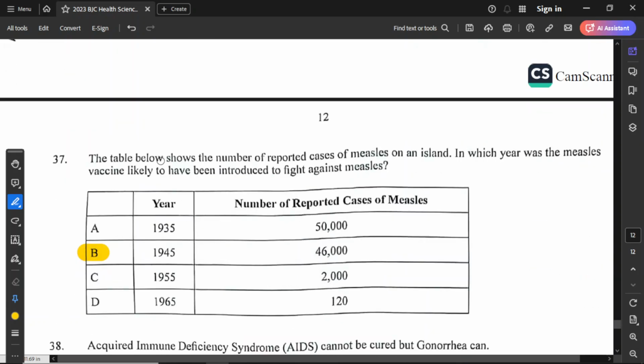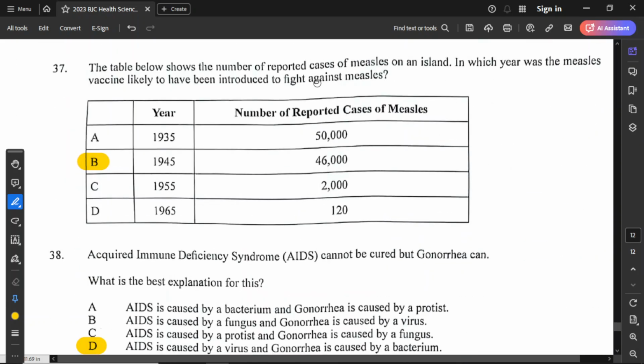All right, question number 37. It said the table below shows the number of reported cases of measles on an island. It said in which year was the measles vaccine likely to have been introduced to fight against measles? Now the thing is this: once there's a decrease, that's when it starts. So therefore, 1945 is the correct answer. That is when you see the first increase. All right. So we didn't know what is happening in 1935. We can't see about that. But once you see a decrease in number, which is the first decrease, that is 1945.